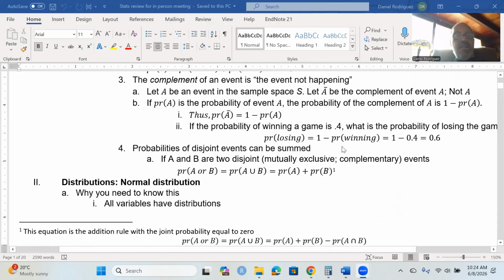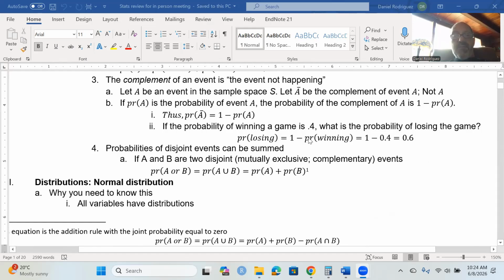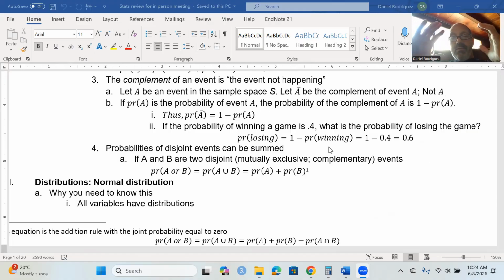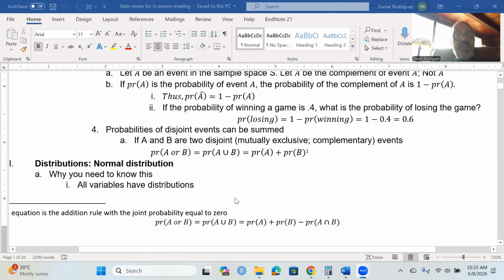I'll give you an example. If the probability of winning a game is 0.4, the probability of losing the game, again, this is a world where our sample space only includes two possible outcomes, winning or losing, is 1 minus the probability of winning. So it's 0.6. 1 minus 0.4 is 0.6.